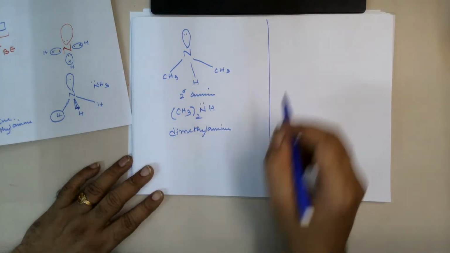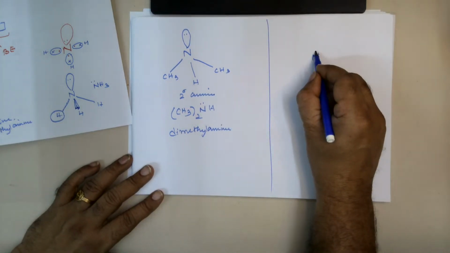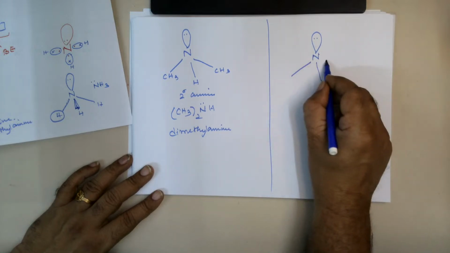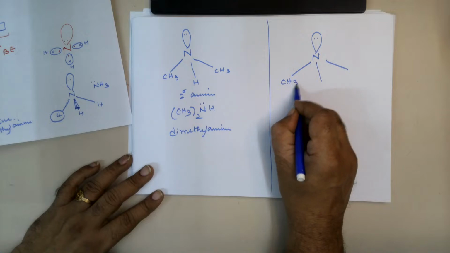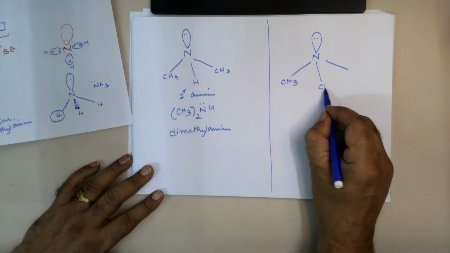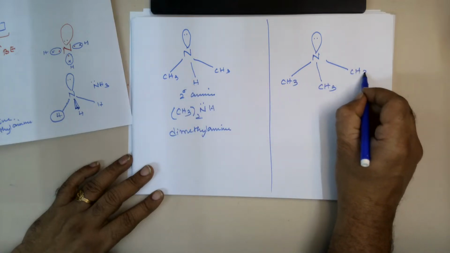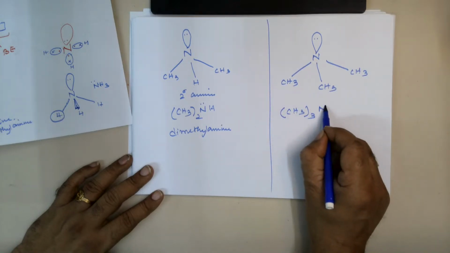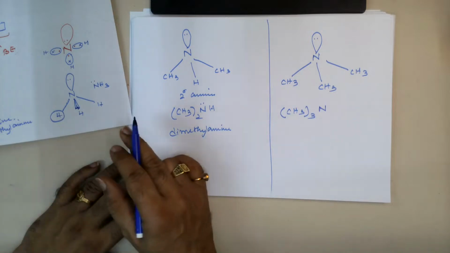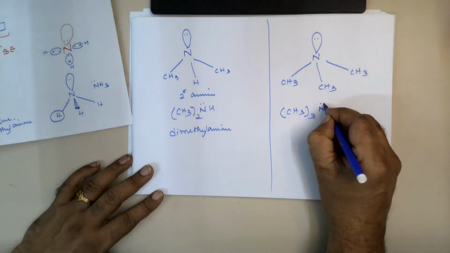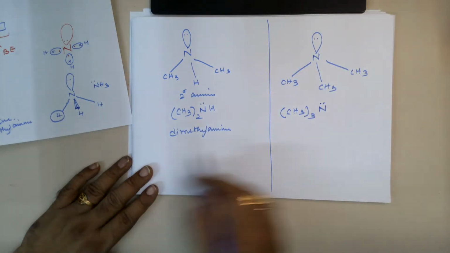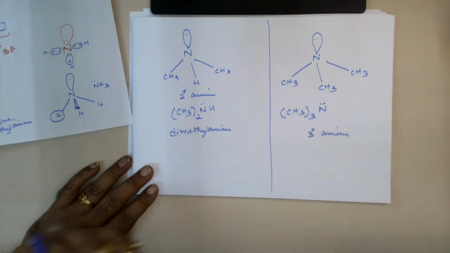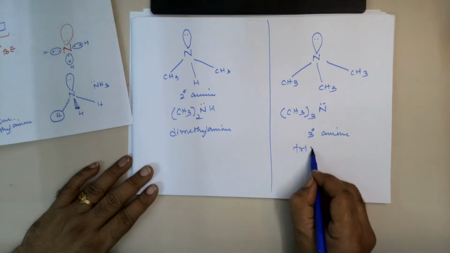Now let us have another structure, that is N. Replace another hydrogen with CH3. So this hydrogen is further replaced by one more CH3. So this is CH3 thrice on N, and there is no hydrogen. But remember, still you have a lone pair of electrons. Are you able to follow? And what do you call it? This is a tertiary amine, that is trimethylamine.